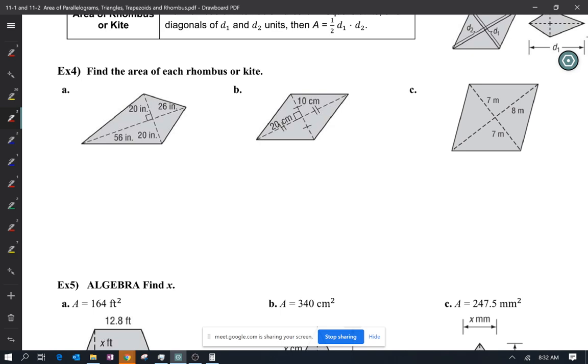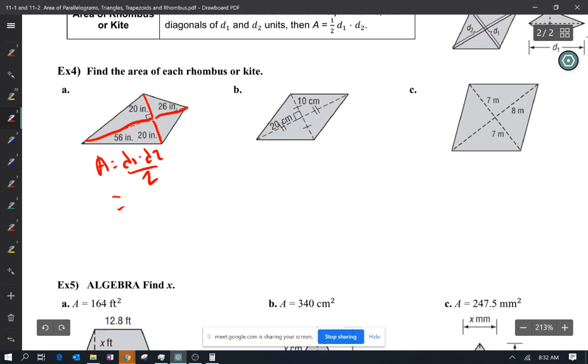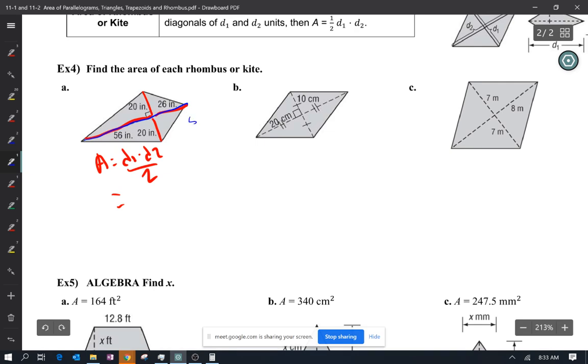Well, this is 20 and this is also 20. This is 26 and this is 56, right? So remember, area is equal to diagonal 1 times diagonal 2 divided by 2. So diagonal 1 I'll do in blue. Diagonal 1 is this diagonal, which is 56 plus 26. So what is 56 and 26? 70, 82?